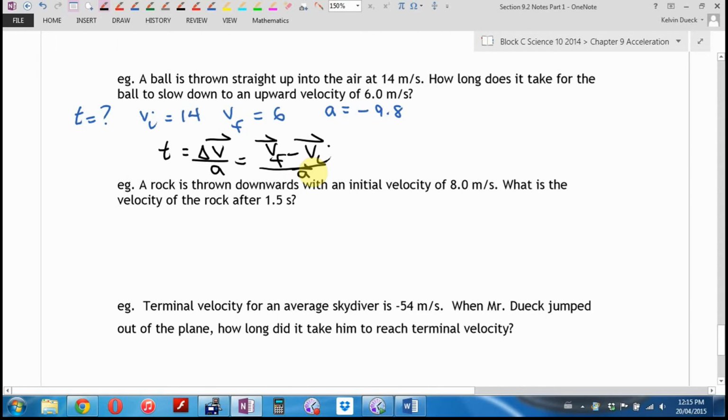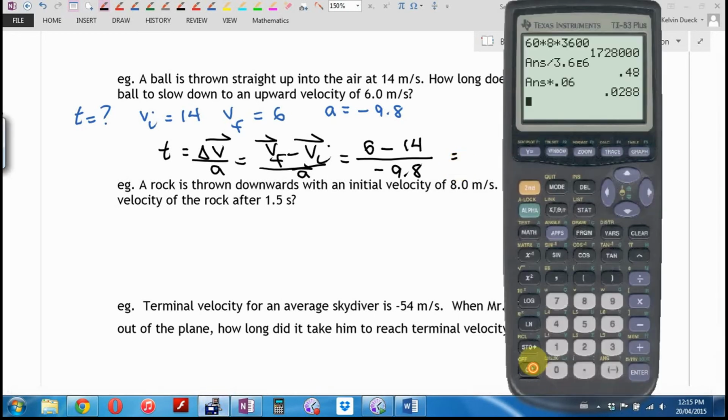So now we plug and chug. 6 take away 14 divided by negative 9.8. Do that one in your head. Dividing by negative 9.8 is yucky. Yep. Can anybody see what I've done wrong here on my calculator? Because I have. This will give me the wrong answer, guaranteed.